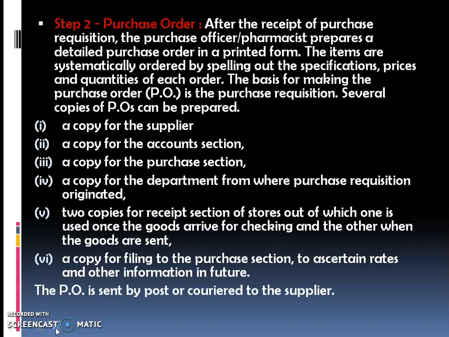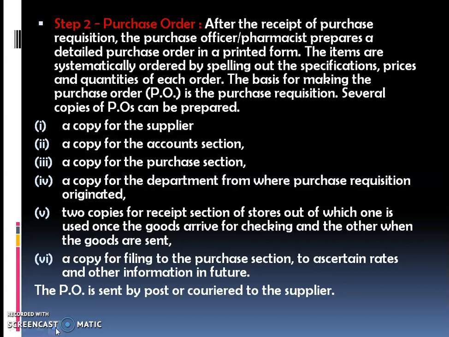Then second step is to prepare the purchase order. After receipt of the purchase requisition, the purchase officer or pharmacist prepares a detailed purchase order in printed form. The items are systematically ordered by spelling out the specification, prices, and quantities of each order. The basis of making the purchase order, or PO, is a purchase requisition. Then several copies of purchase orders can be prepared. So first copy is given to the supplier, second copy is for the account section, third copy is for the purchase section, fourth copy is for the department from where the purchase requisition originated.